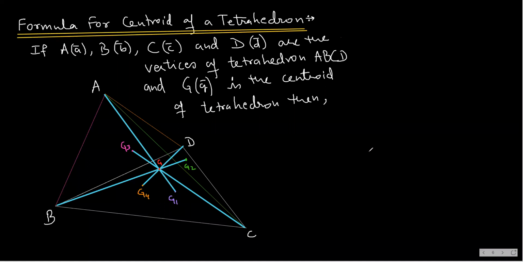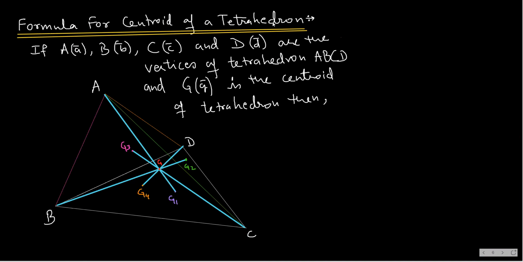What you need to understand here is that for the centroid formula of the tetrahedron, the derivation is not important. The derivation could be done, but it is not required, so it will not be done here. We have to get the formula for the centroid of the tetrahedron. So look at the statement.